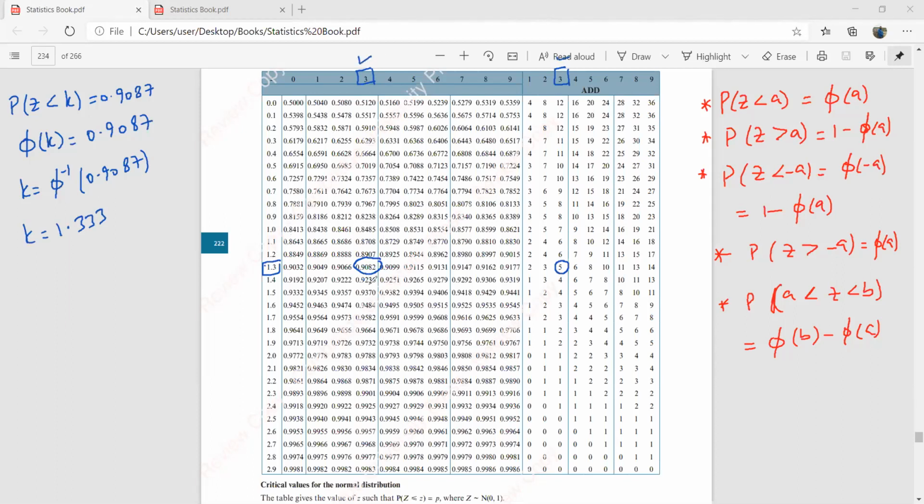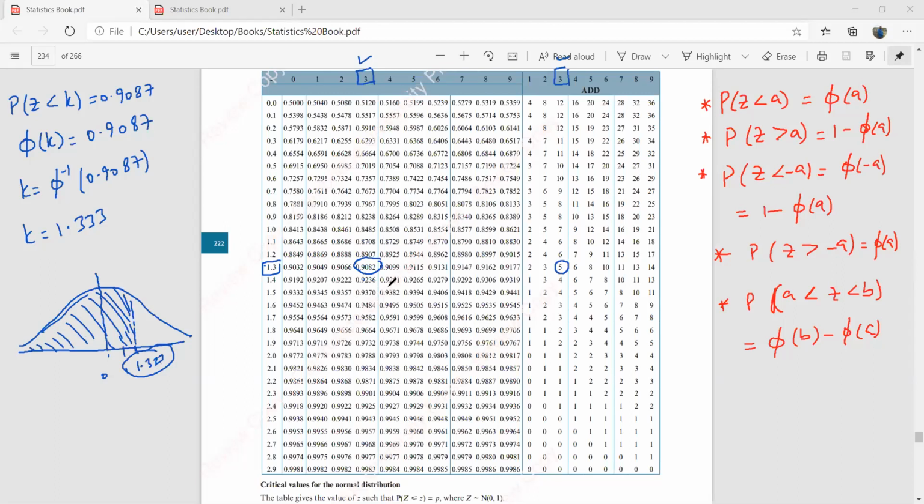That is giving us a probability of 0.9087. And if you want to see this on the diagram, here is 0 and your 1 is here, so this is somewhere here, which is 1.333. So all this area is equal to 0.9087. That is what you were given. So you have found this z-score, which is 1.333. Okay, guys? Any question about this?